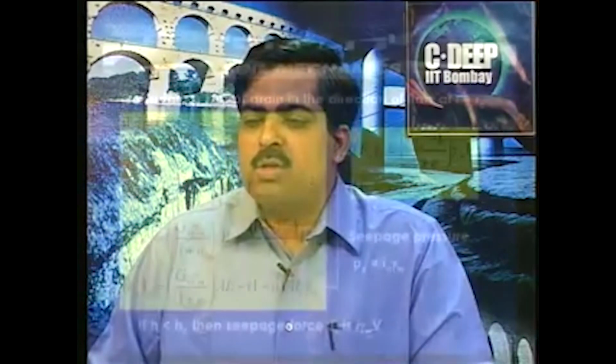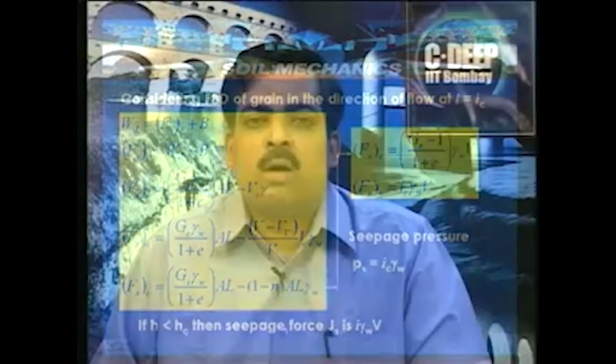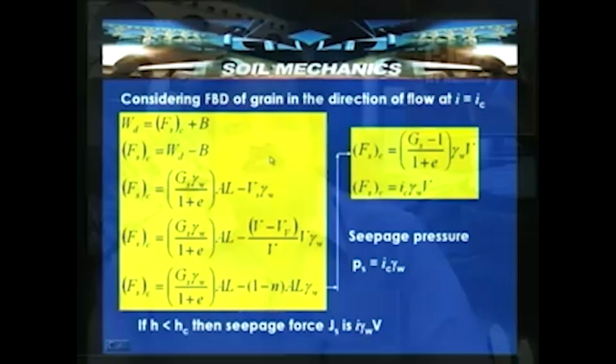Now, from the two phase system, Gs gamma W by 1 plus e is nothing but gamma d, the dry unit weight of the soil, into AL. A is the area over which the flow is taking place, L is the length of the specimen. So, this leads to Gs gamma W by 1 plus e into AL, minus the buoyant force, which is nothing but the volume of the solid grain into gamma W. So, Vs gamma W is the buoyant force.